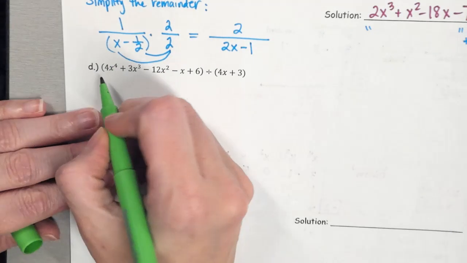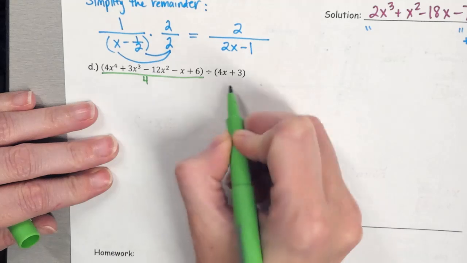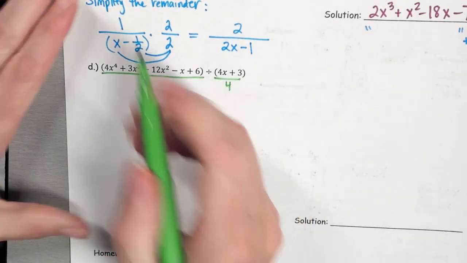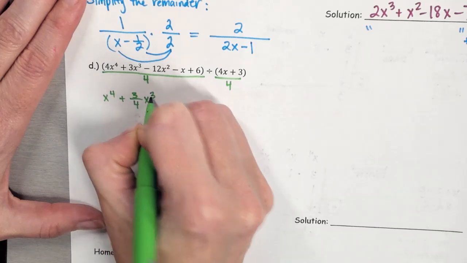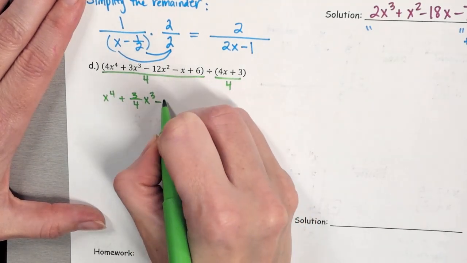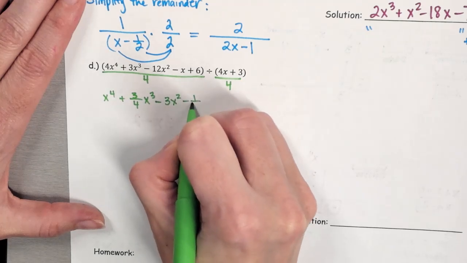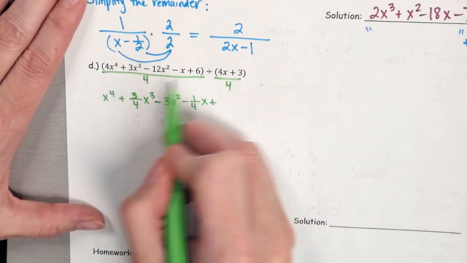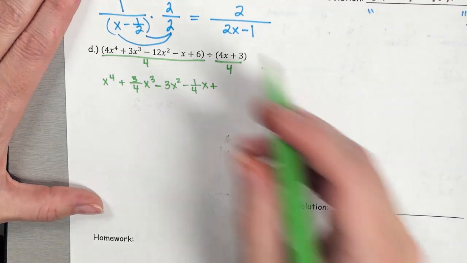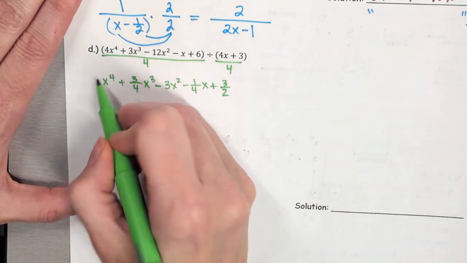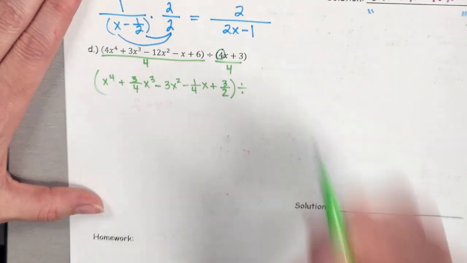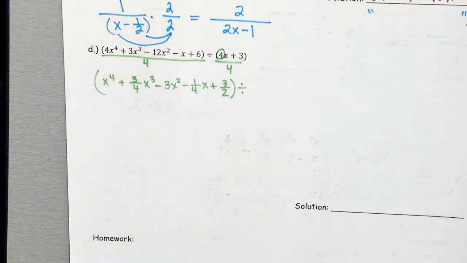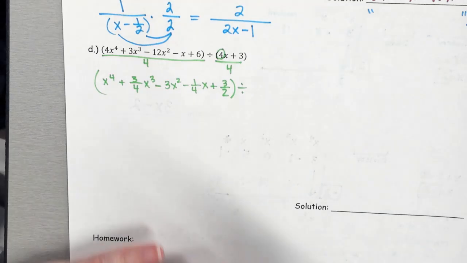So when you divide everything by 4, you should have x to the 4th plus 3/4 x cubed minus 3x squared minus 1/4 x. And then 6 over 4, 2 goes into both, so let's leave it as 3 over 2. Now, the reason why you're dividing by 4 is because you always divide by what is in front of your divisor if it's not 1. So that's why you're dividing everything by 4.